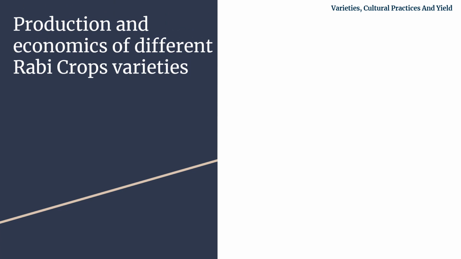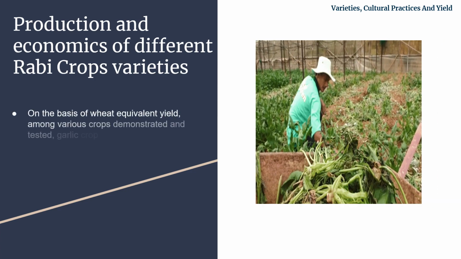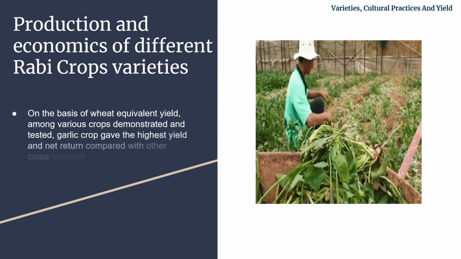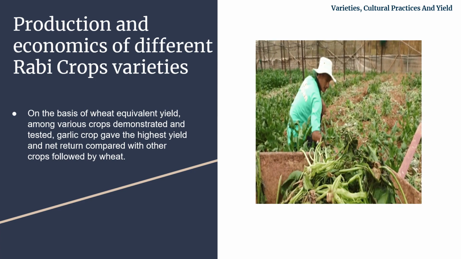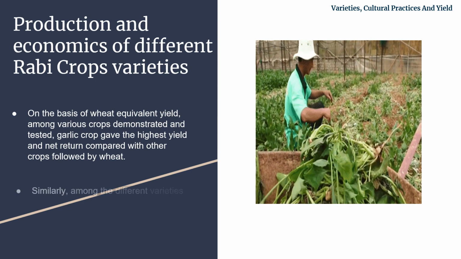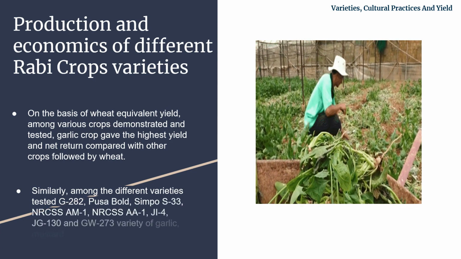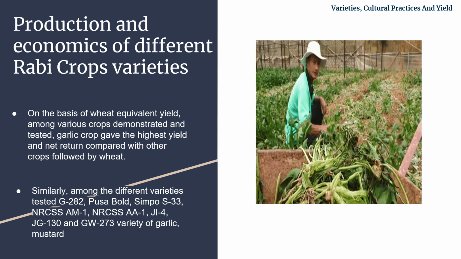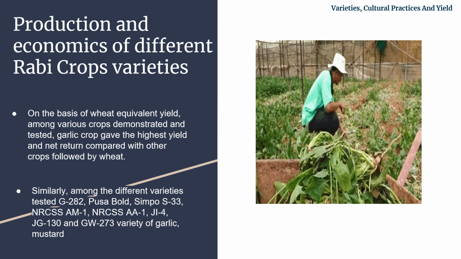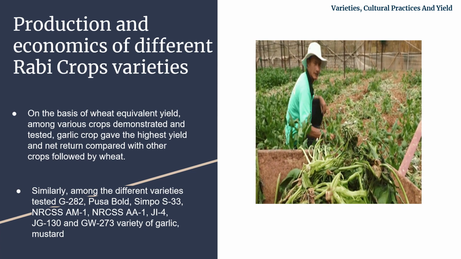Production and economics of different Rabi crops and varieties. On the basis of wheat equivalent yield among various crops demonstrated and tested, garlic crop had the highest yield and net return compared with other crops, followed by wheat. Similarly, among the different varieties tested, G282, Pusa Bold, Simpo S33, NRCSS AM1, NRCSS AA1, GI4, JG130 and GW273 variety of garlic and mustard.